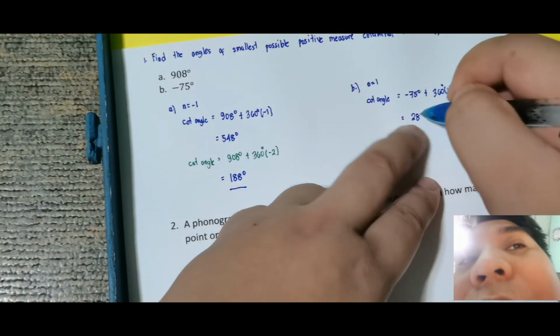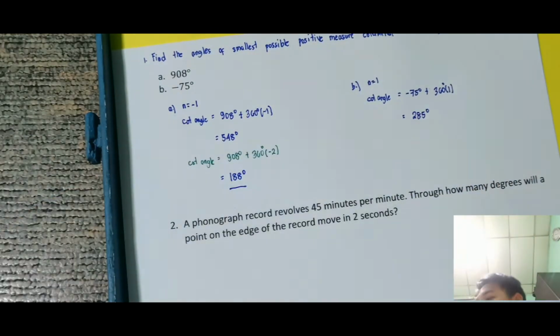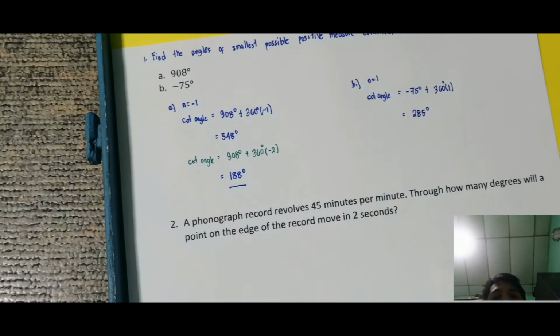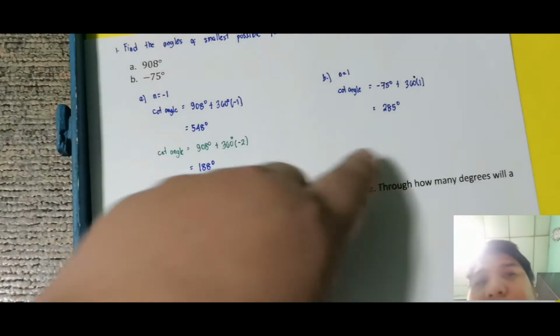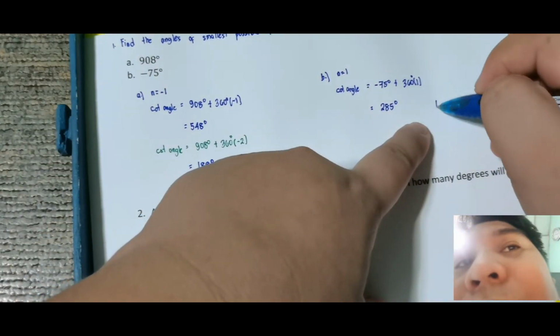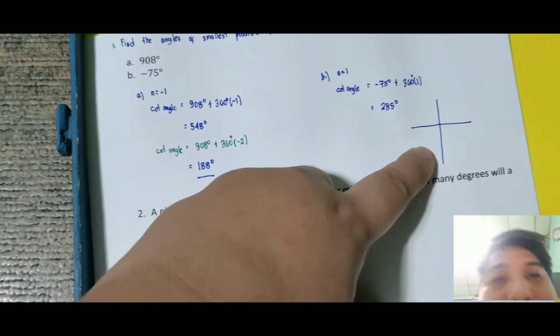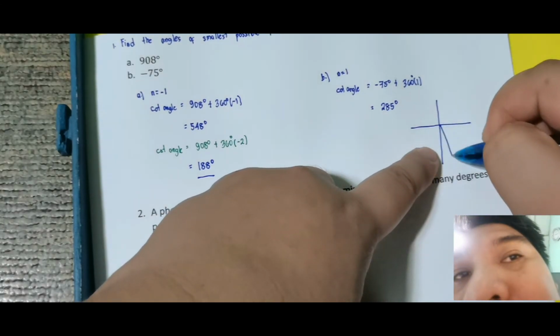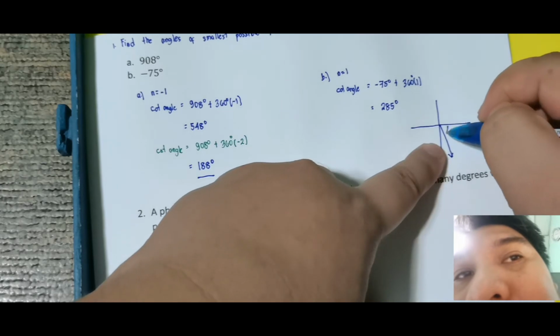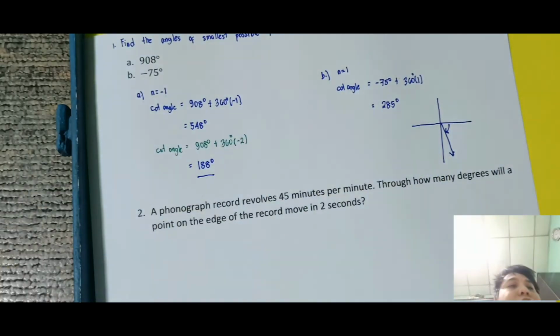That is 285 degrees. Ngayon, check natin. Yan ba, 285 na yan ay less than sa 360? Yes, sir. So, meaning coterminal siya dyan. So, paano yung drawing niyan in terms dito? Pakita lang natin. Sa negative 75 degrees, somewhere na dito yan. Okay? So, somewhere nandiyan siya.